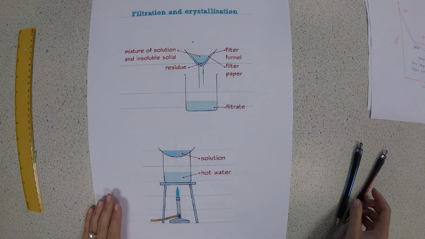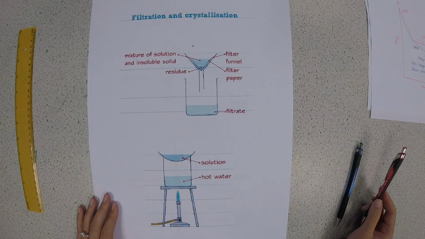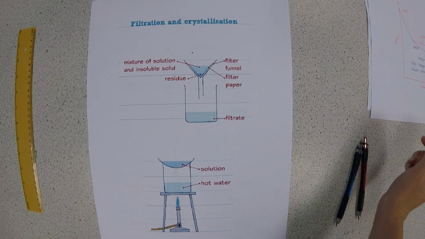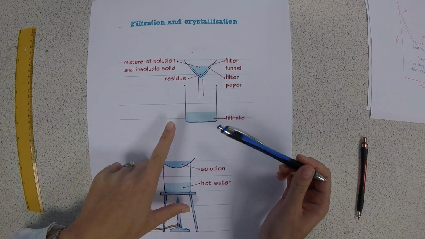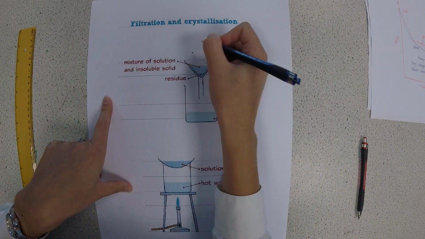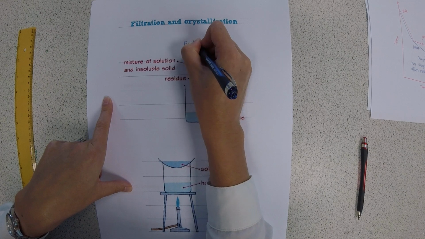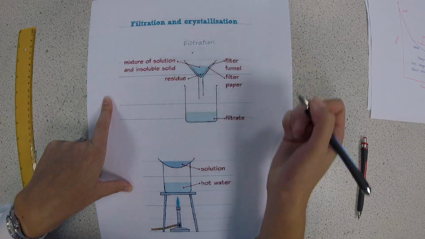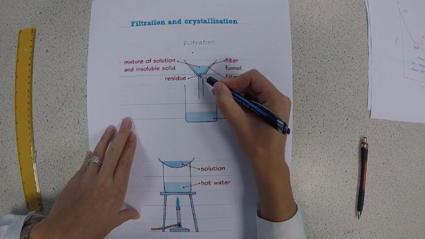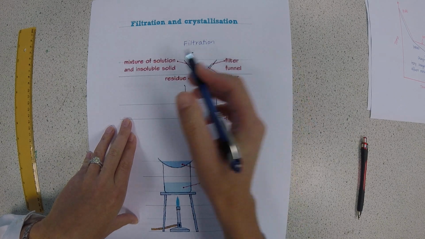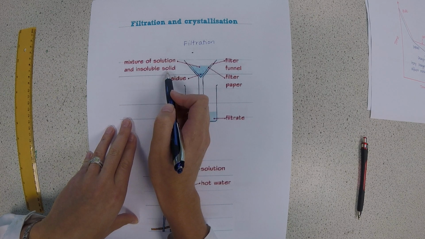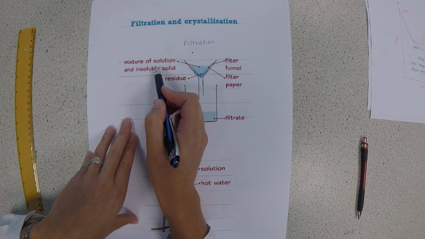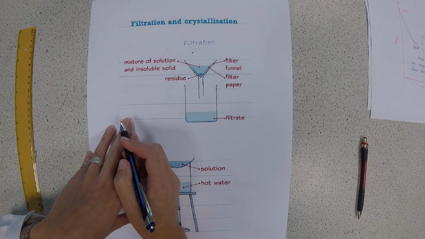Okay, the next thing you need to know is how to separate mixtures. So you know how to identify them from a cooling curve. You now have to know how to separate them. So this process here is showing filtration. Now how this works is you get your filter paper and you put it in your funnel, and you've got a mixture of a solution with an insoluble solid. It will only work to separate out insoluble solids from solution.